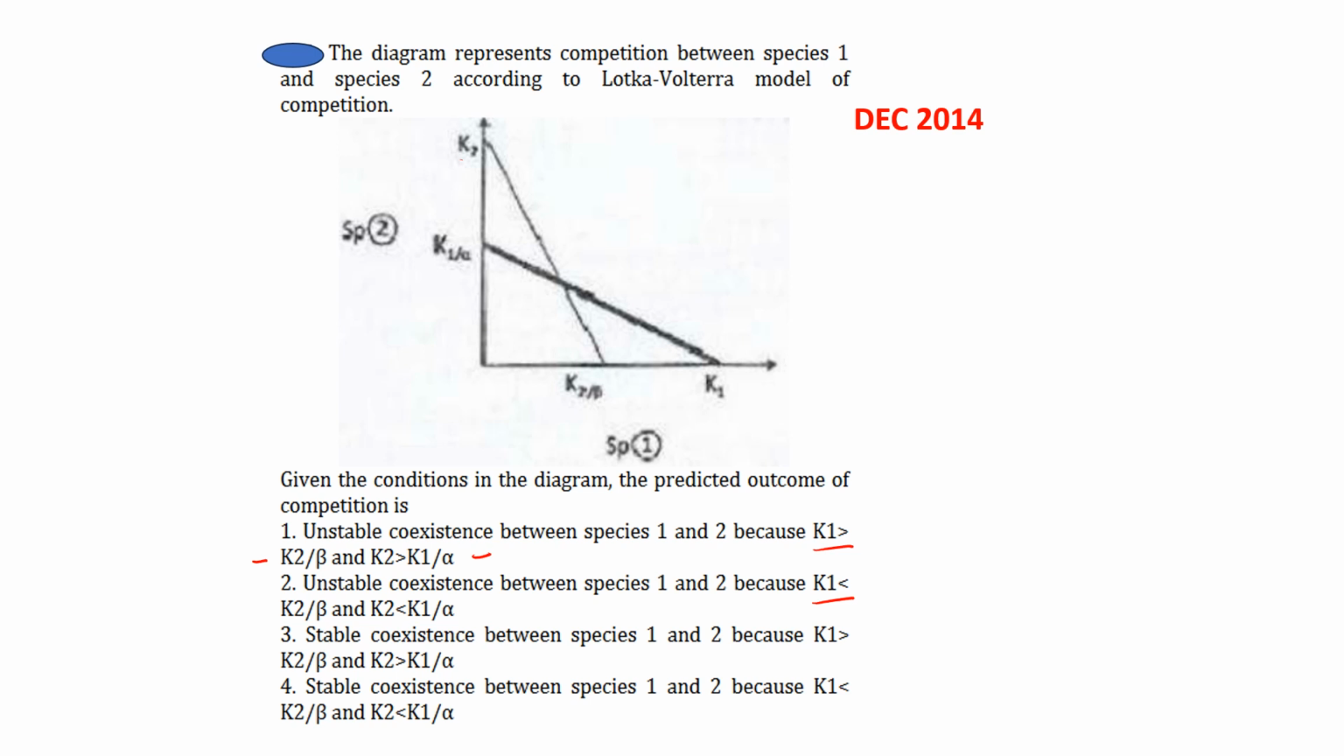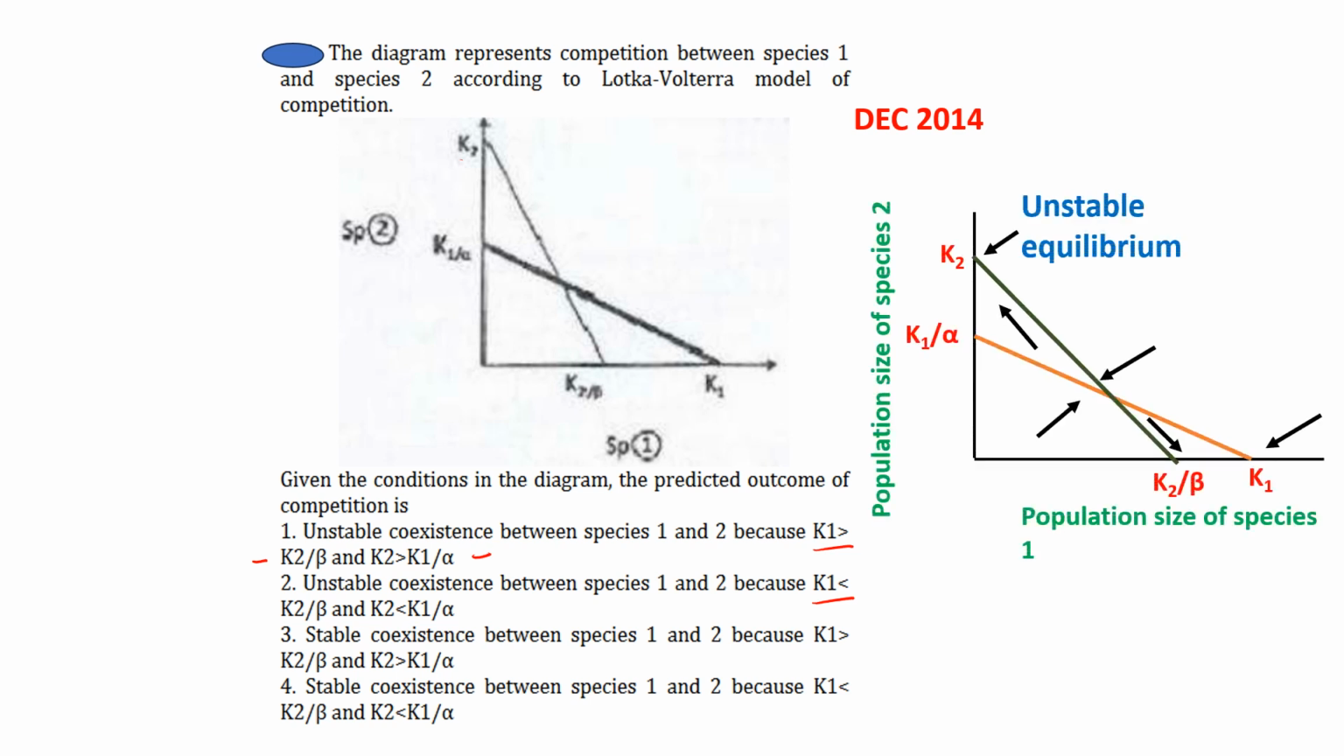You have to see the graph very carefully. This graph is just the replica of the unstable equilibrium which we solved in the last presentation. So what would be the answer? The answer would be the first: unstable coexistence between species 1 and species 2 because K1 is greater than K2 upon beta and K2 is greater than K1 upon alpha.